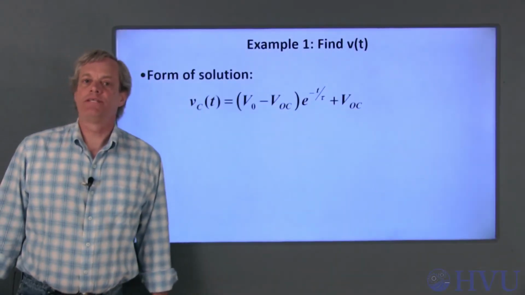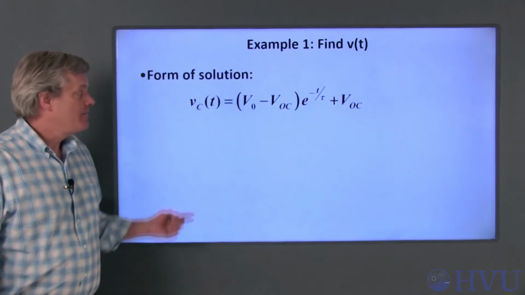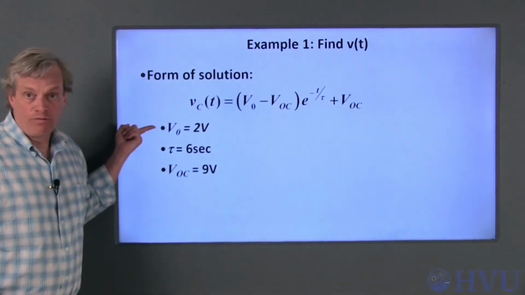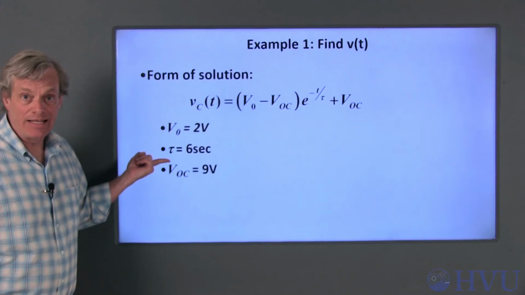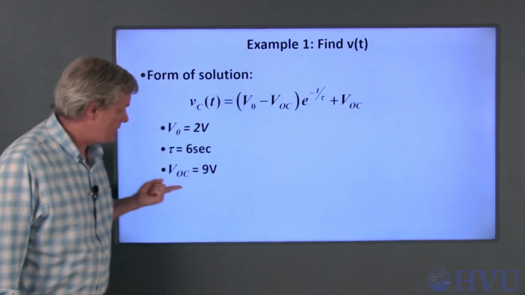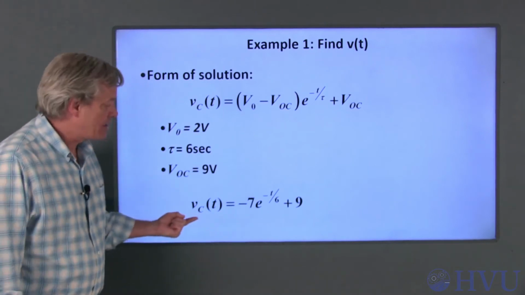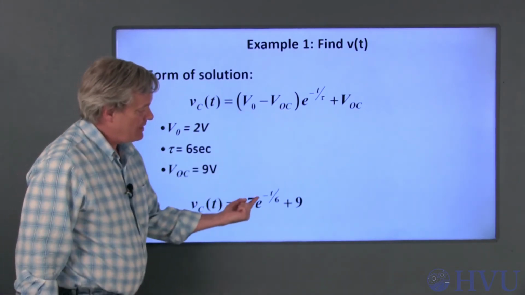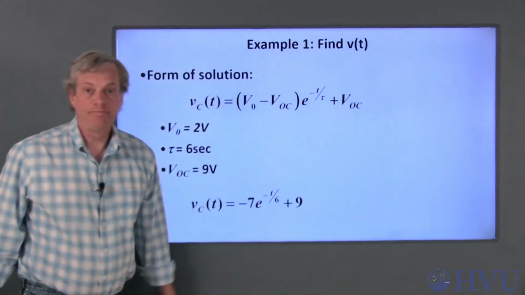Now let's put all the pieces together and determine the capacitor voltage as a function of time. This is the form of the solution. In this solution, the initial voltage, V0, is 2 volts, the time constant is 6 seconds, and the final voltage, VOC, is 9 volts. The voltage for time greater than 0 is then 2 minus 9, which is negative 7, e to the minus t over 6, plus 9.